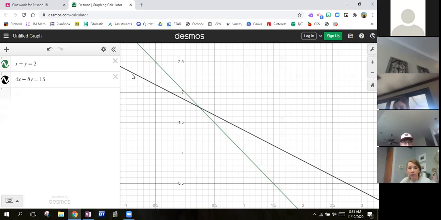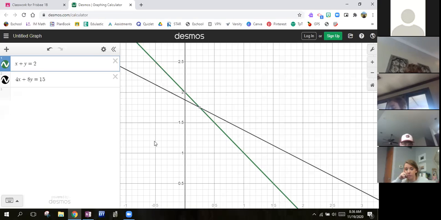So we know that on this black line here, which is 4x plus 8y equals 15, every single value on this line represents a solution. All right, and we know that every single value on this green line represents a solution. So what do you think this point where they intersect represents?